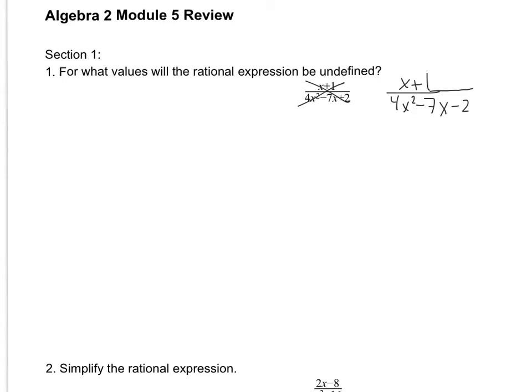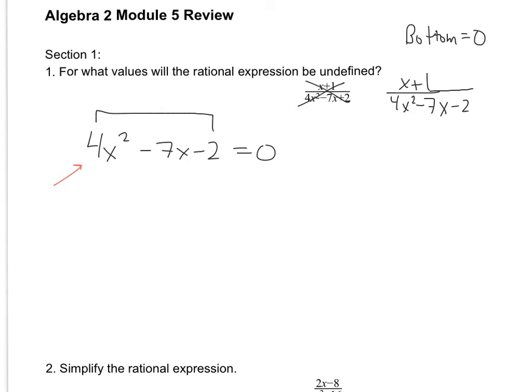So a rational expression is undefined when the bottom equals 0. So really we're just trying to figure out when is 4x squared minus 7x minus 2 equal to 0, because we don't want that to occur. So the first number in our trinomial is not 1, it's 4, and there is no GCF, so I will multiply the first and the last numbers, which gives me negative 8. So I'm looking for two numbers that multiply to negative 8, add to negative 7, that's negative 8 and positive 1. That's why we had to change this problem, because it would not have factored otherwise.